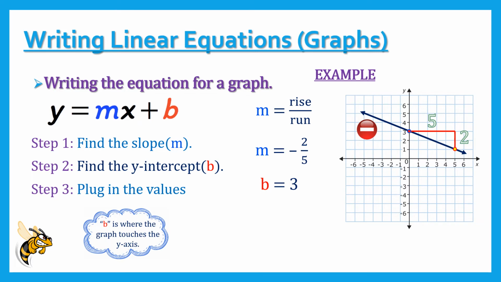Once we know both values, the m and the b, we can plug them into the slope-intercept form by replacing the m and the b only. So therefore, y is equal to -2 over 5x plus 3. And that's your final answer.